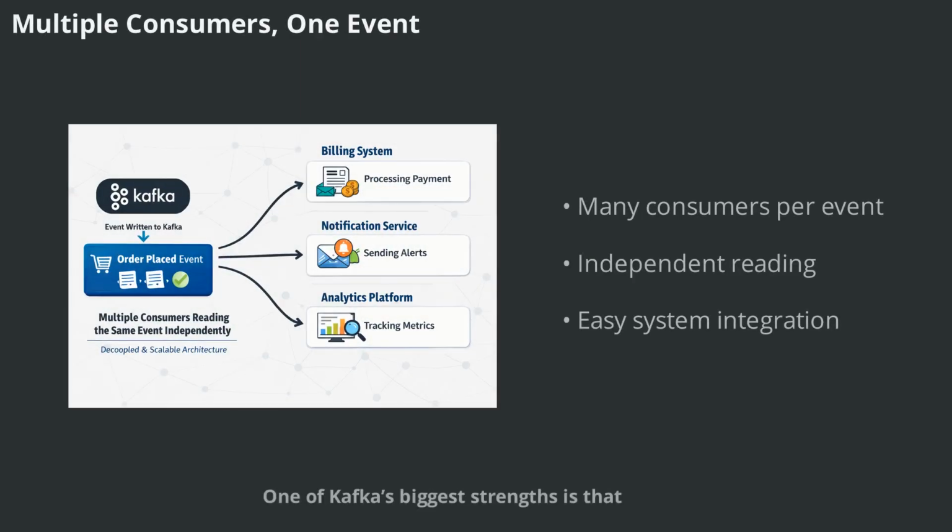One of Kafka's biggest strengths is that multiple consumers can read the same event independently. For example, when an order-placed event is written to Kafka, the billing system, notification service, and analytics platform can all read that event, each at their own pace. This enables powerful integrations and decouples your systems, making it easier to scale and evolve your architecture over time.